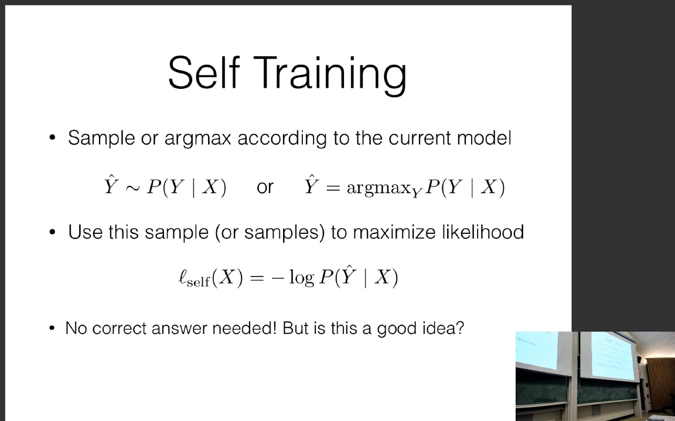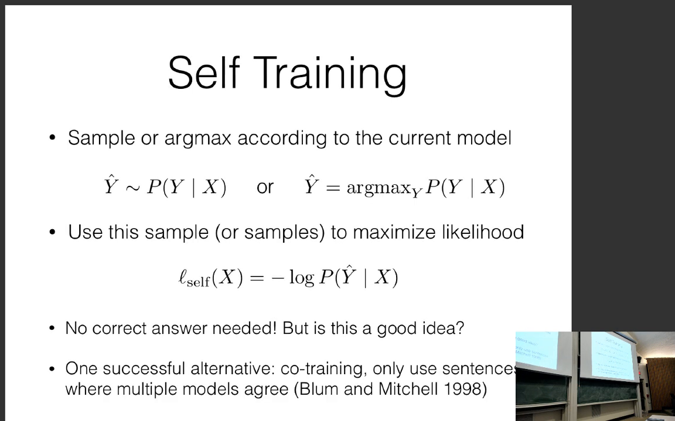So you generate something according to your model, and then you improve the probability of that thing, but if that thing's wrong, you're going to just make your model worse. That being said, self-training does sometimes work. For example, if you have lots of easy examples that you can output and your model is right a lot of the time, this will maybe work, maybe not.